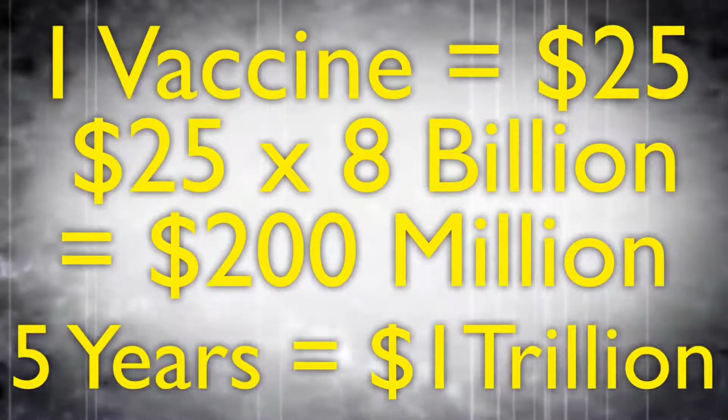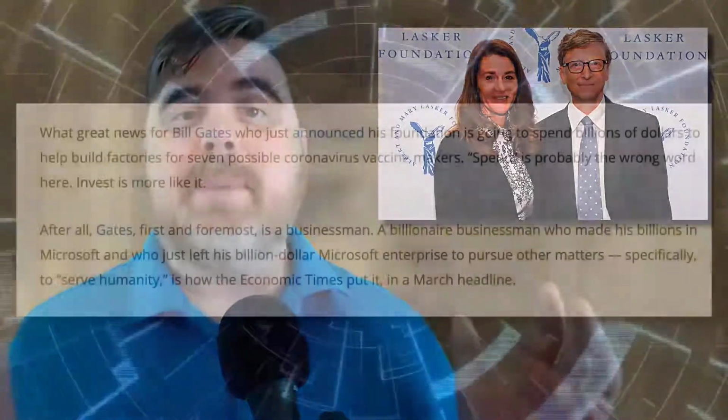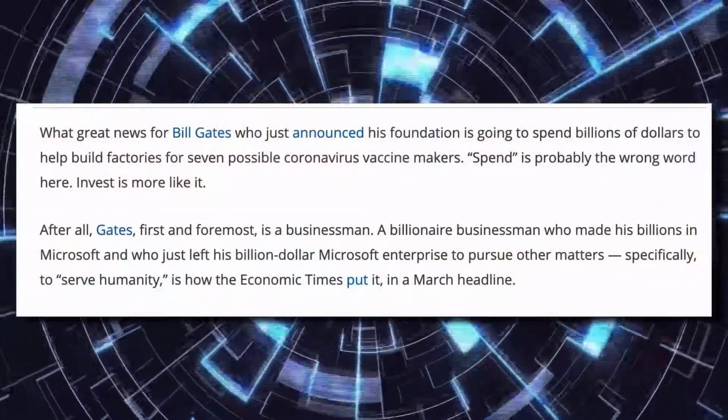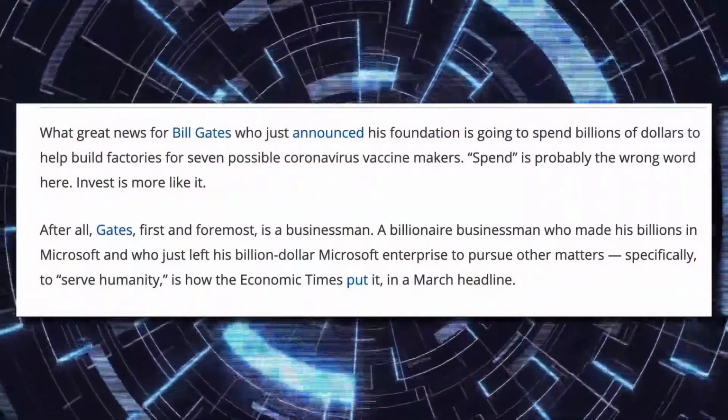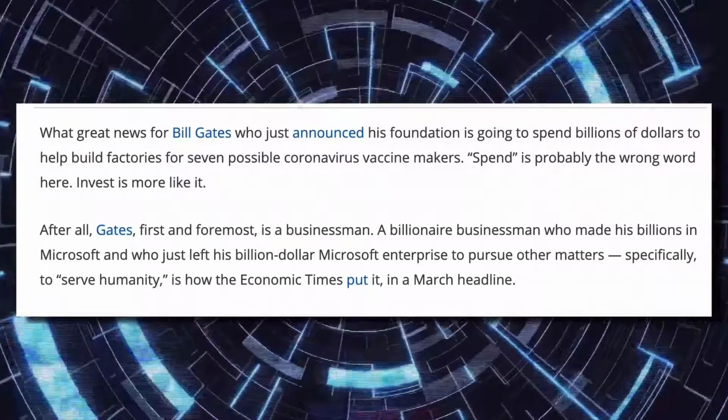a $25 price point. And guess who's out there leading the charge to push for the mandatory vaccine? That's right, our old friend Bill Gates. Gates, the face of the worst case scenario for this sickness, announced that he would spend billions of dollars to build 7 factories capable of making all the necessary vaccines. What a guy. Remember, he runs a nonprofit.